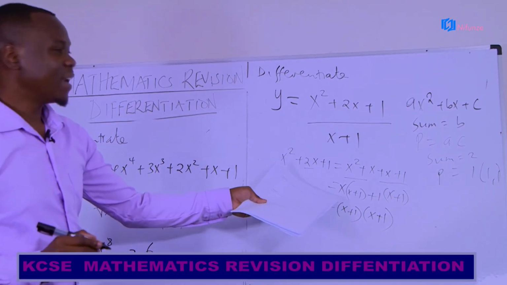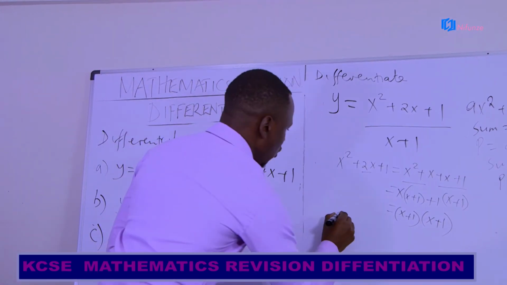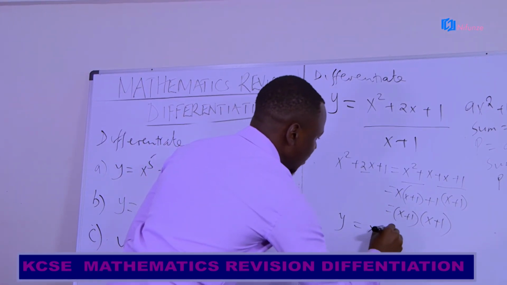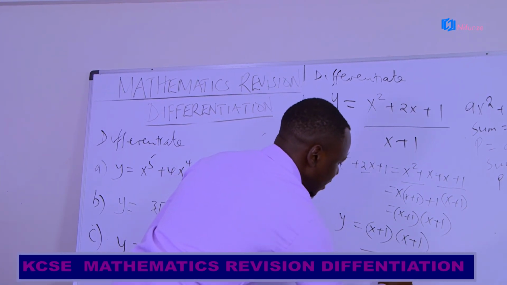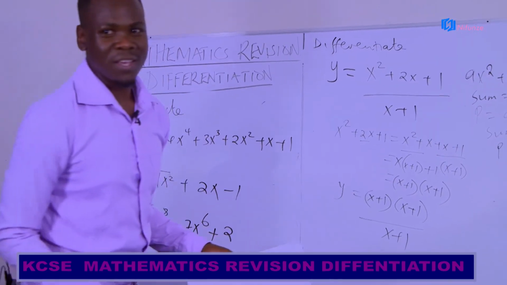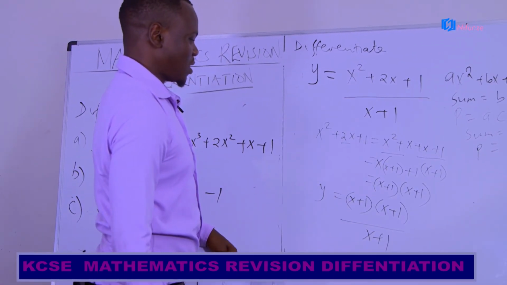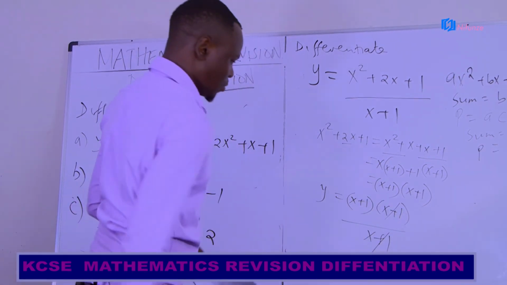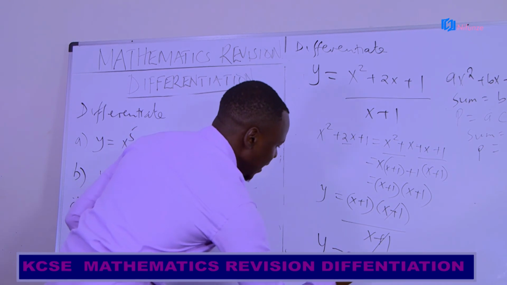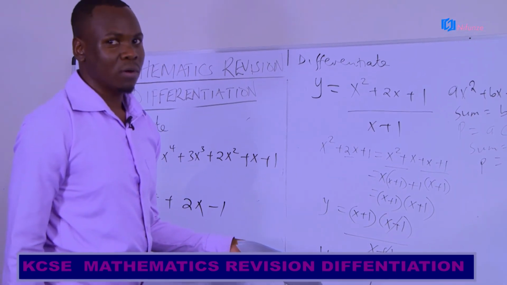And then from there now, come and have the numerator over the denominator. So y is equal to x plus 1 over x plus 1. What do you see? You cancel out those ones which are similar. So these will cancel with that. So y will be x plus 1. Then now proceed to differentiate.